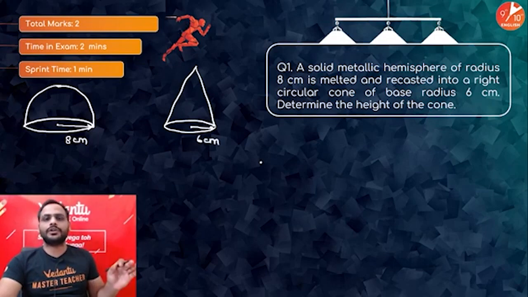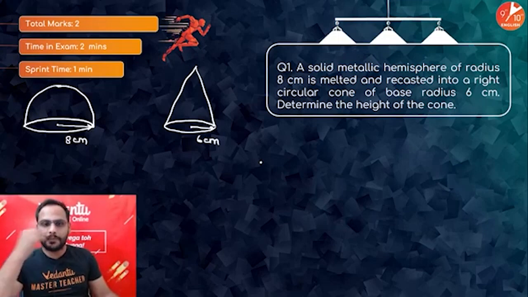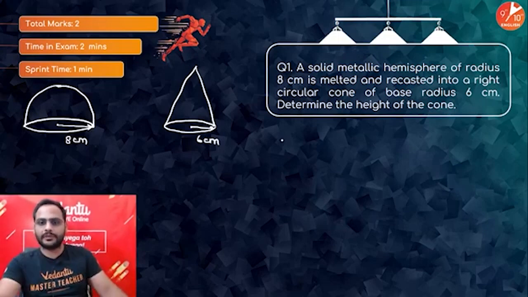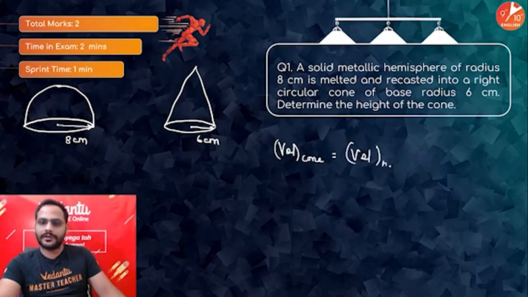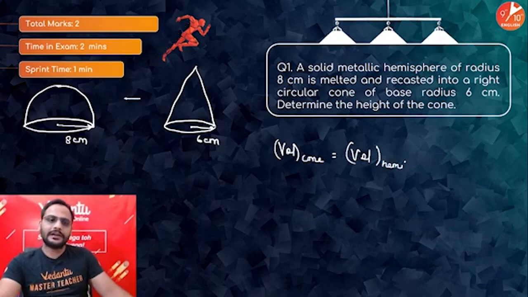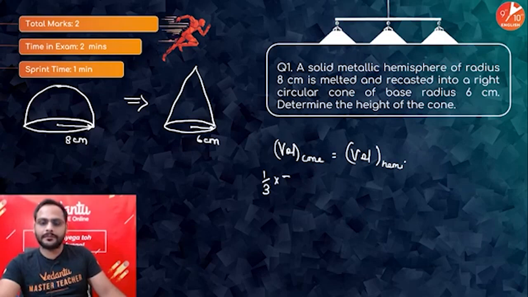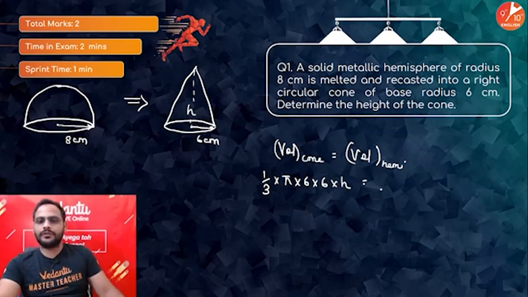So beta, as you all know, in this case of melting and recasting, volume remains the same. So I'll say the volume of the cone will be the same as the volume of the hemisphere, because when we melt it, the amount of material remains the same. Volume of cone will be 1 by 3 pi r square h, where h is the height of the cone, is equal to the volume of hemisphere, which is 2 by 3 pi r cube, 8 into 8 into 8.